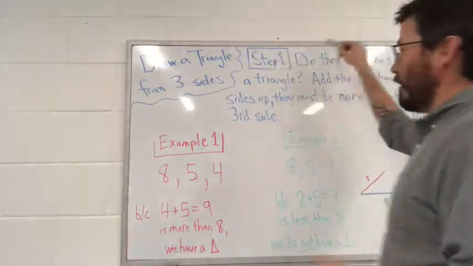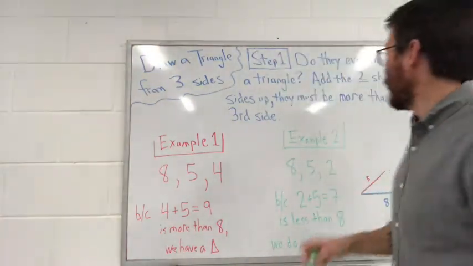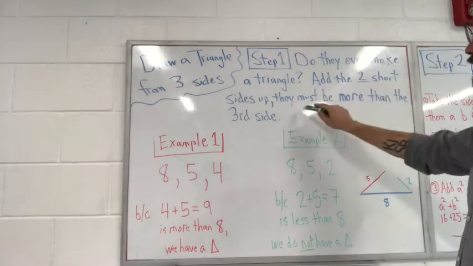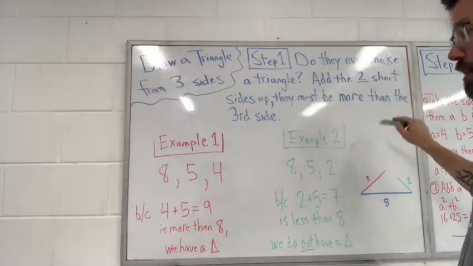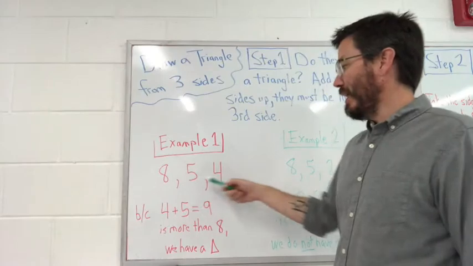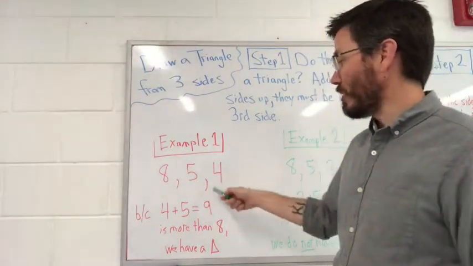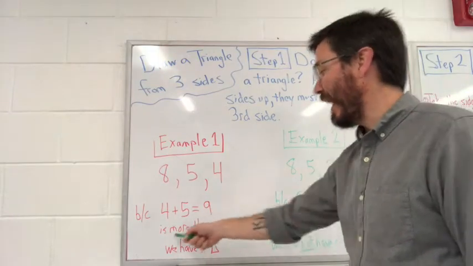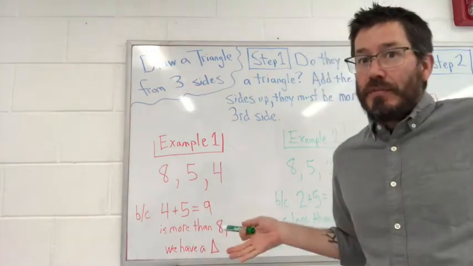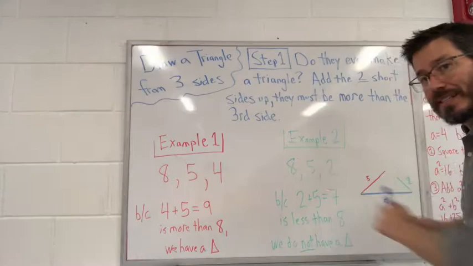Example, step one. In order to figure out whether they make a triangle or not, we add the two short sides. They must be more than the third side. So right here, we have three numbers. Do they make a triangle? Yes, they do. Because the two short sides, 4 plus 5 equal 9, and 9 is more than 8. Lovely.